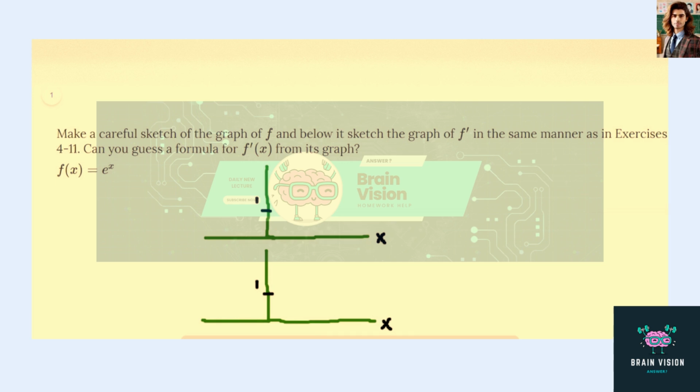This is problem number 17 of the Stewart Calculus 8th edition, section 2.8. Make a careful sketch of the graph of f, and below it, sketch the graph of f prime in the same manner as in exercises 4 through 11. Can you guess a formula for f prime from its graph? So first, let's plot f of x equals e to the x in the top graph.